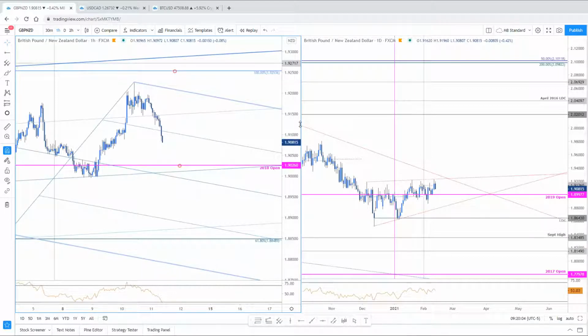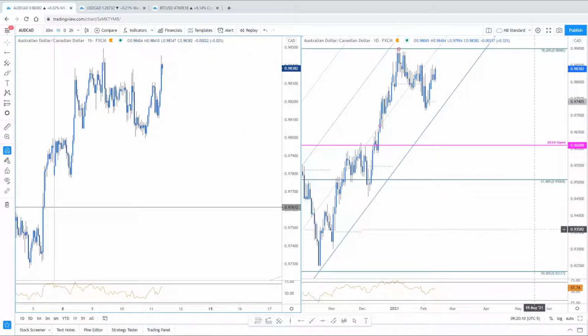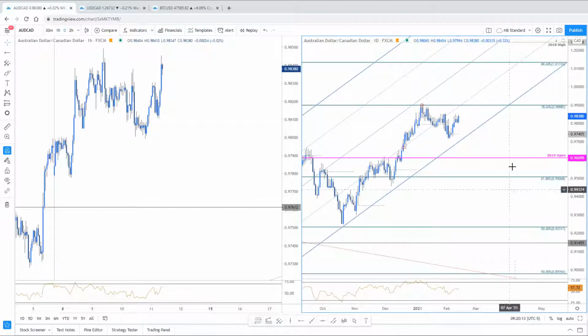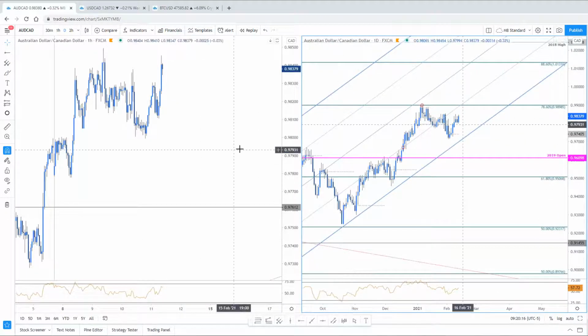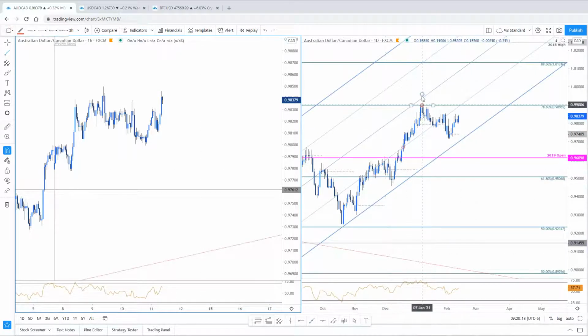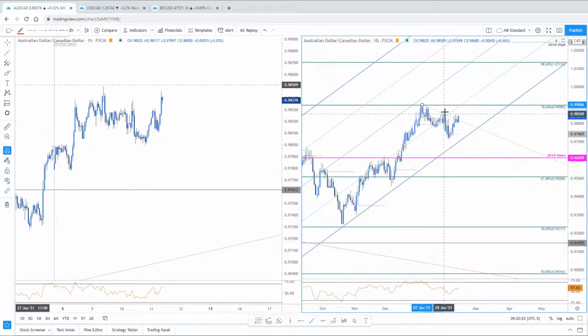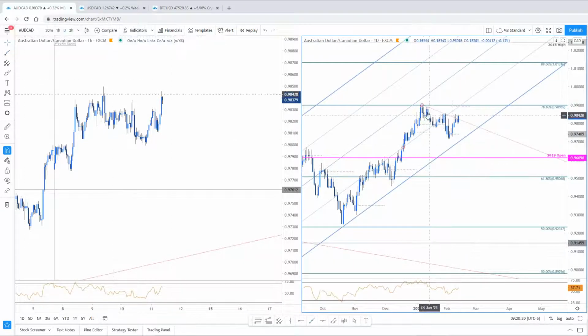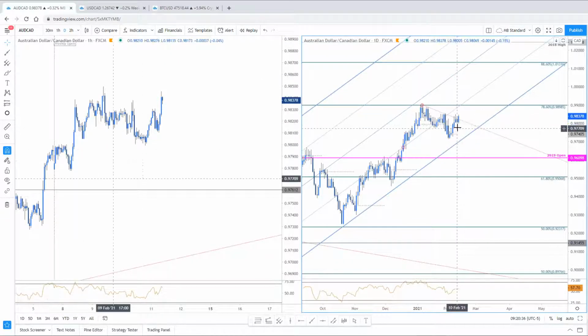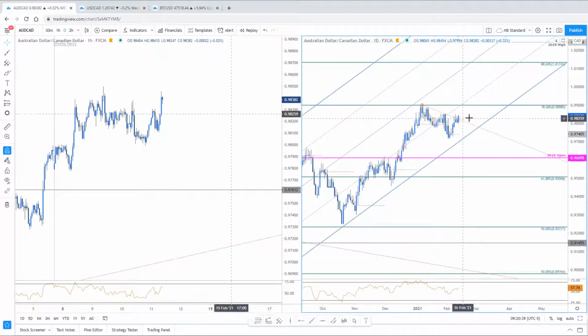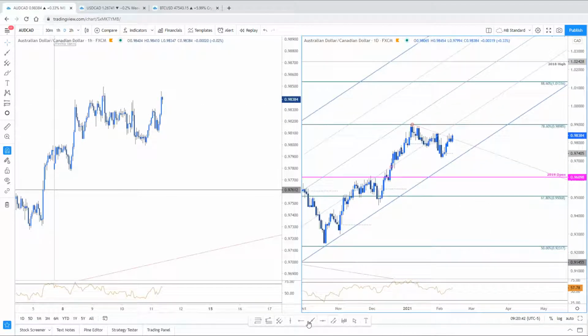Last but not least, Aussie CAD. Possible breakout scenario, or an attempt. So let me use just those two highs. 1, 2, speculative. Third confirms. Last 2 days have been a wash, trying to get through, unable. This could turn into something. Here's your monthly open.